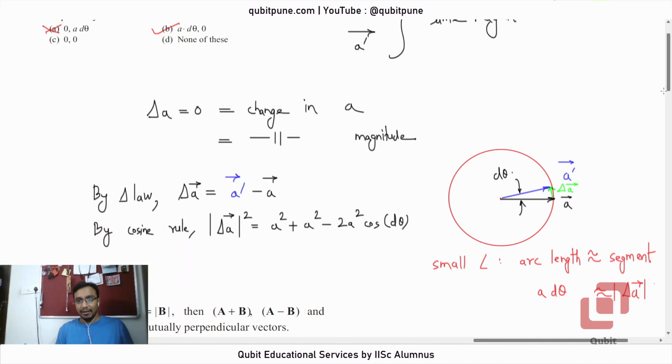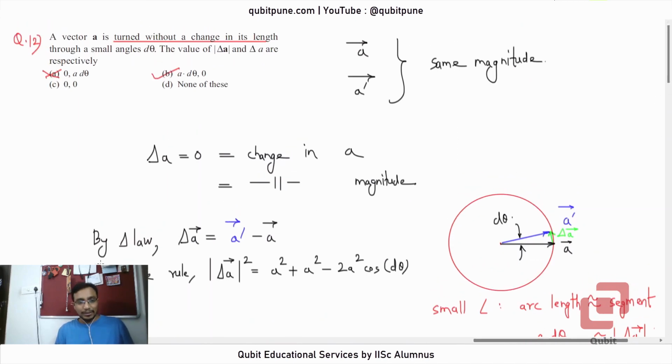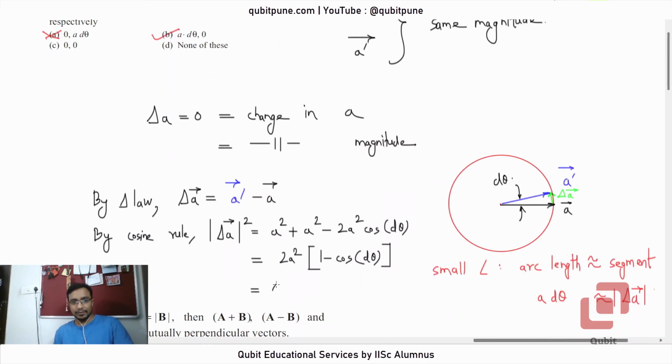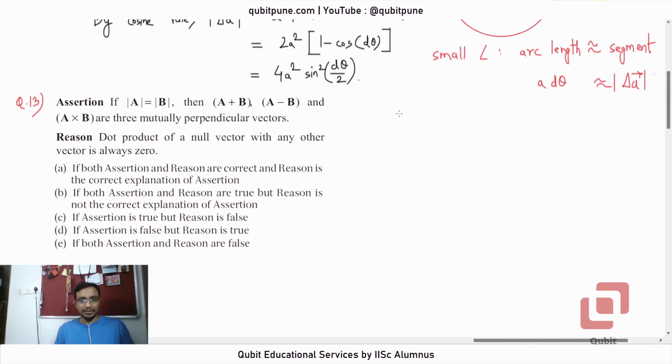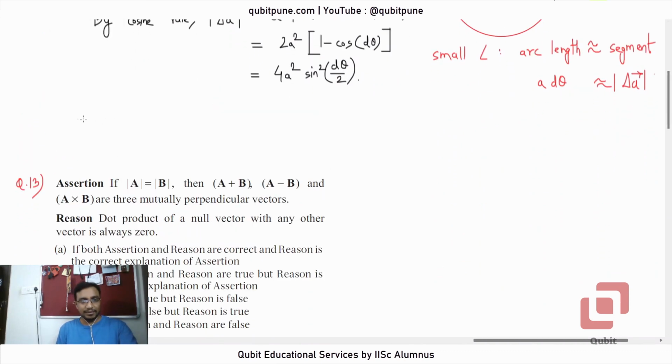Did you follow it? A d theta. You can still get it using cosine. So let's try to get it. A squared plus A squared is 2A squared. So it was 2A squared into bracket 1 minus cos d theta. 1 minus cos d theta is 2 sine squared d theta by 2. Now it looks like you have to use the approximation here. Let it be 2A squared sine squared d theta by 2.